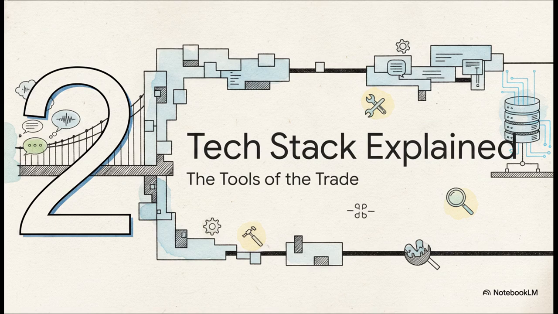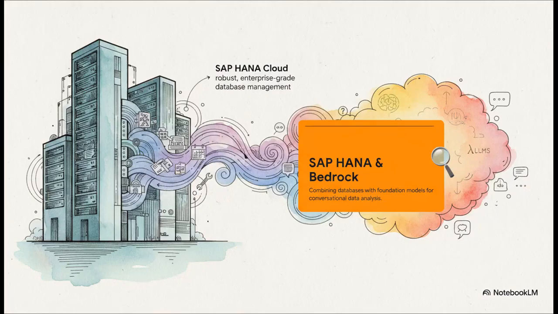Section 2, the tech stack explained, the tools of the trade. To build this bridge between human language and database logic, we obviously need some powerful allies. Our ecosystem relies on two major pillars here. First, we have SAP HANA Cloud. This is our robust, enterprise-grade database management system. It's where all the crucial, structured business data actually lives, things like hotel names, room availability, maintenance records, the whole shebang. Second, we have Amazon Bedrock.